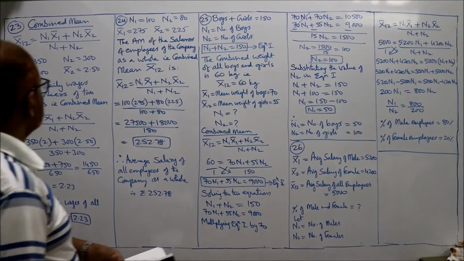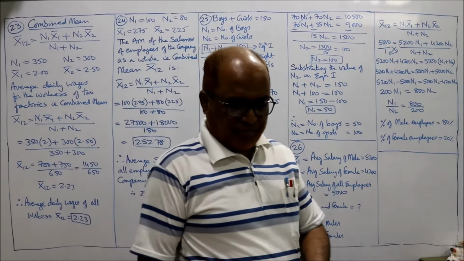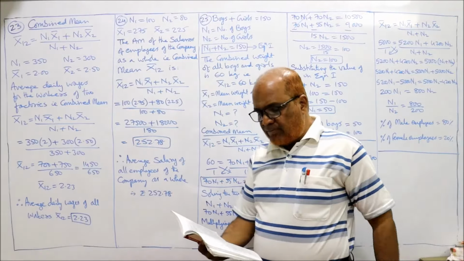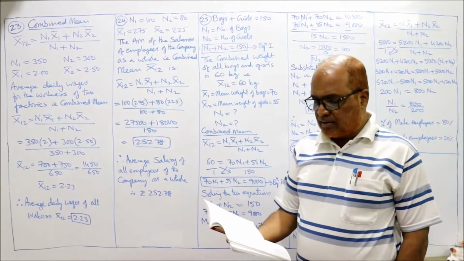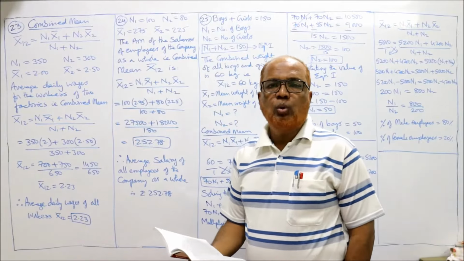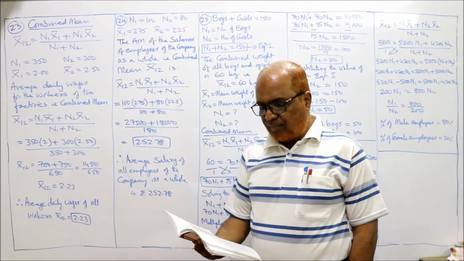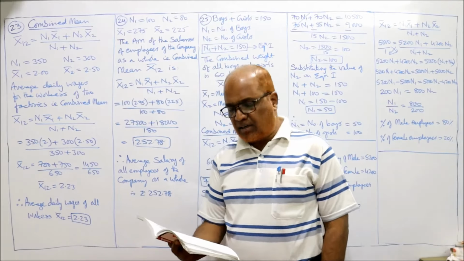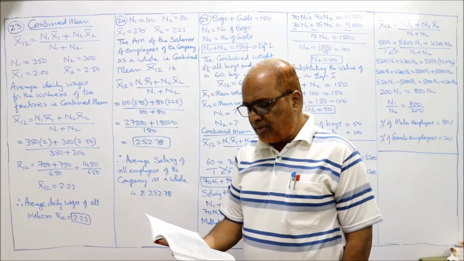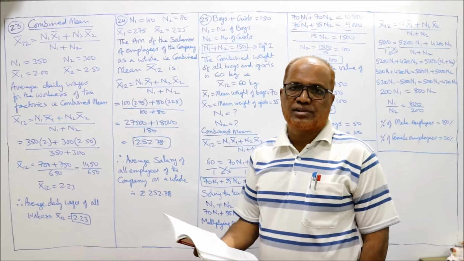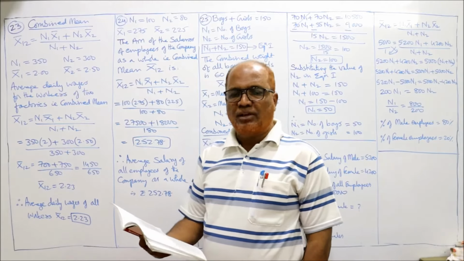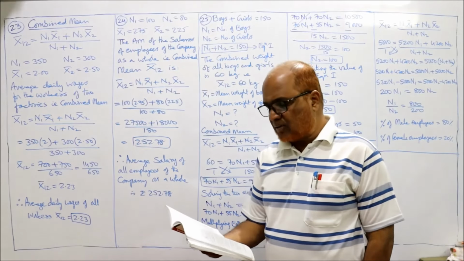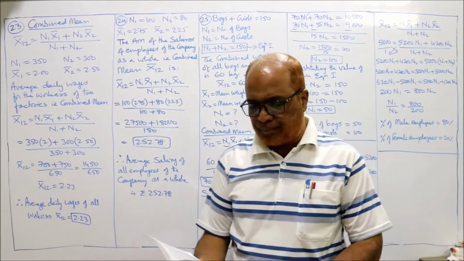Come on students, now we'll start problem number 23. See, 23rd problem, see carefully. Calculate the average daily wages for the workers of two factories. So we are given two groups, factory A, factory B. Number of wage earners in factory A 350, factory B 300. Simply number of workers: factory A has 350, factory B has 300. And average daily wage is 2 rupees in factory A, 2 rupees 50 paisa in factory B.